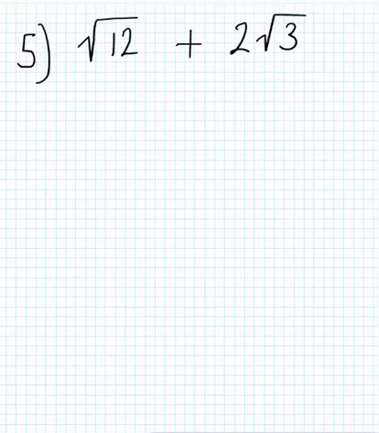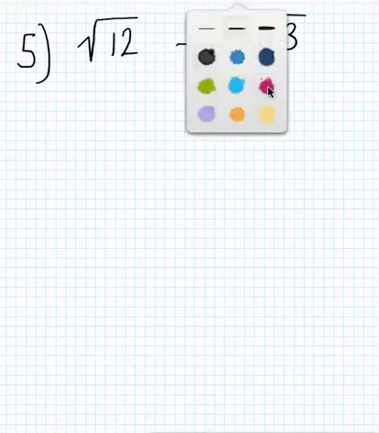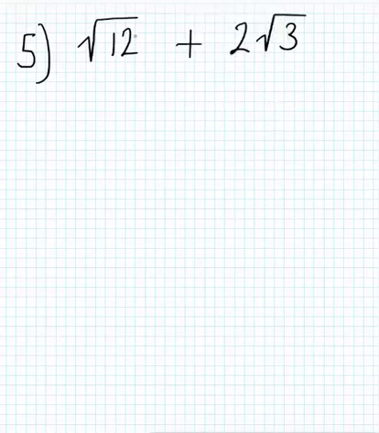Now with question 5, at this stage we can't add the square root of 12 and the 2 square root 3 together. They're different surds. They've got different numbers under the square root. So at this stage we can't add them. But with the square root of 12, you'll notice that we can actually simplify this further. And maybe we'll get the same surd, which is the square root of 3 in this case.